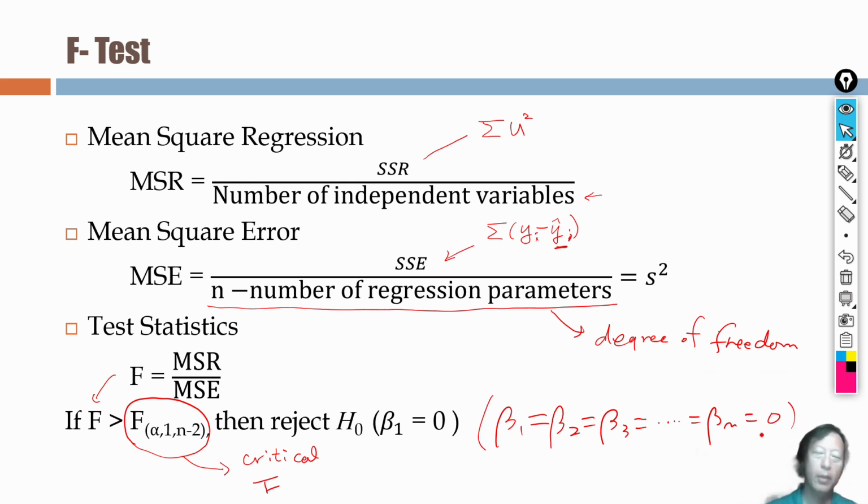But in this chapter, this is simple. This is basically the simple regression. Simple regression means there is only one variable. So we don't have this variable. So this is the same as this one. So it's exactly the same as our t-test.